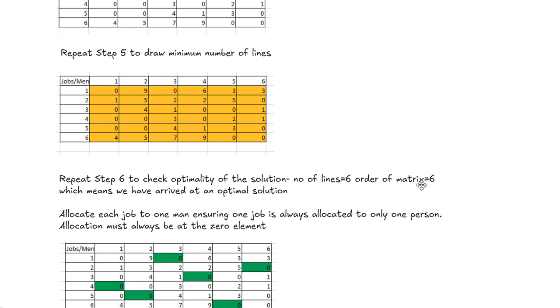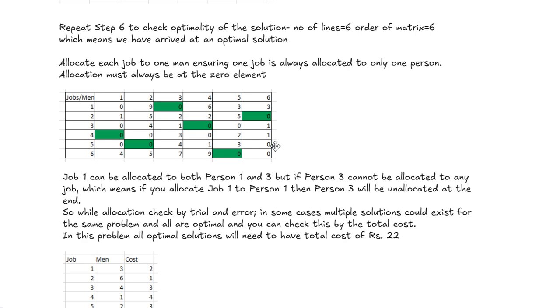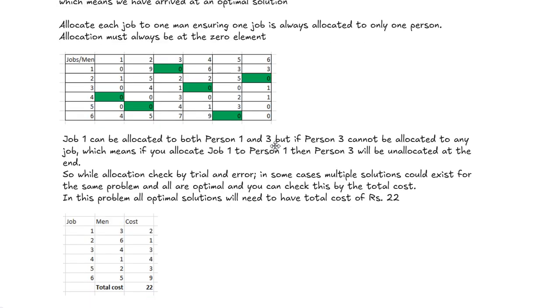This problem is not yet done. You still need to do the allocation, but I have arrived at a matrix which will help me make an optimal allocation. Now we come to the last part. How do we allocate a job to a man? All the places where we have zeros, these are the places where an allocation is possible. Now you allocate every job to one man, taking into account only 2 rules. One man can do only one job. One job can only be allocated to one man.